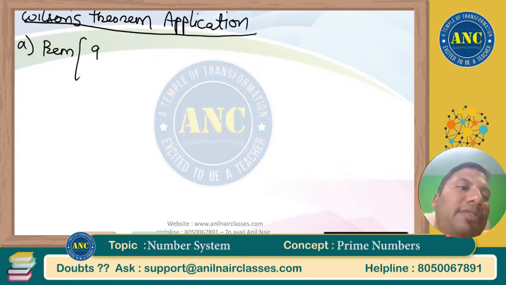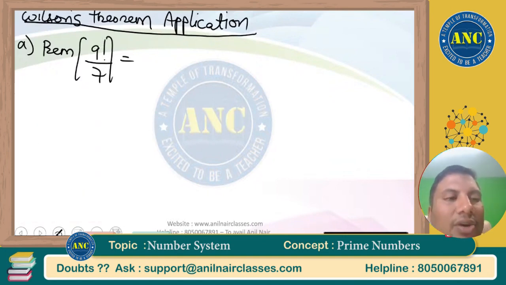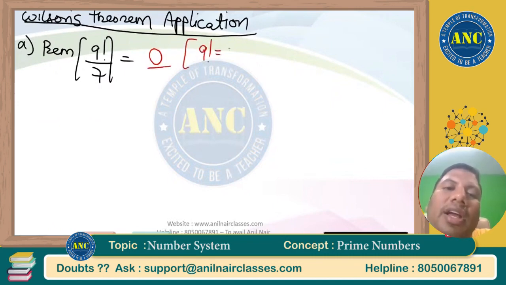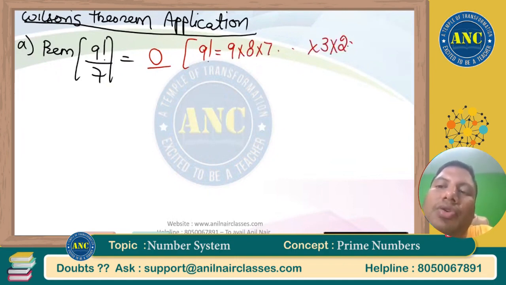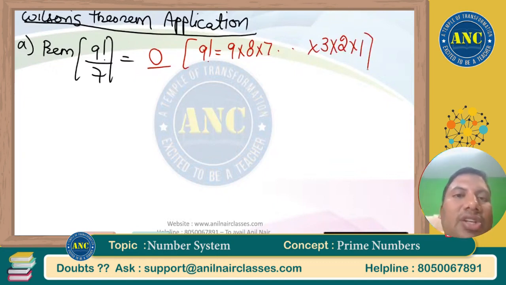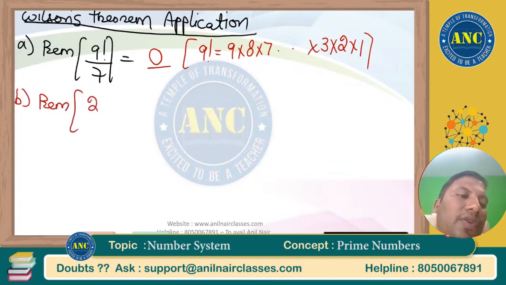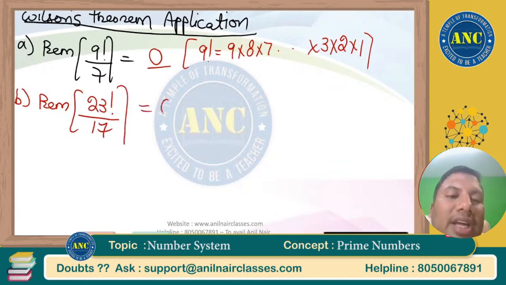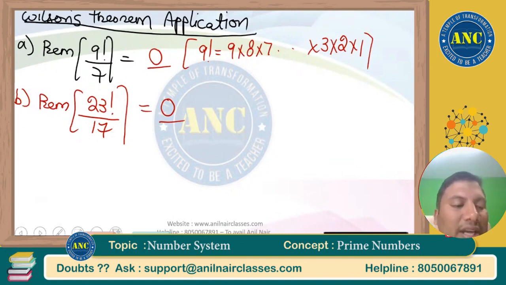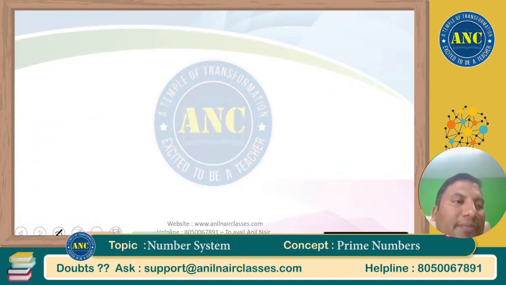Remainder when 9 factorial is divided by 7. 9 factorial contains 7, so the answer is 0. Why? Because 9 factorial is 9 into 8 into 7 and so on up to 3 into 2 into 1. One more similar question: 23 factorial divided by 17. 23 factorial contains 17, so the answer is 0.